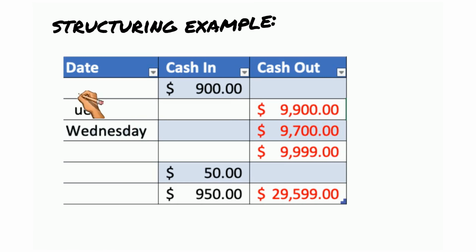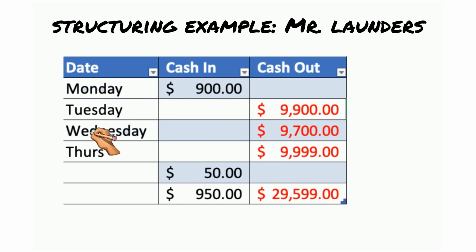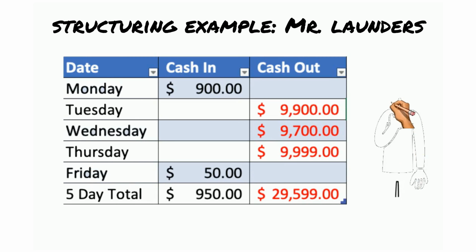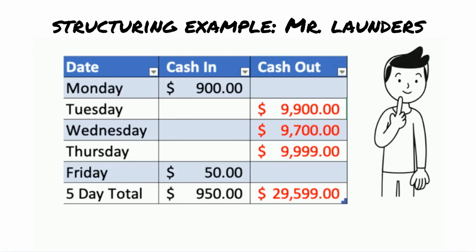Here we have a simplified view of Mr. Launder's cash-in and cash-out totals through a 5-day period. On Tuesday, Wednesday, and Thursday, Mr. Launders withdrew cash just below the CTR threshold. This can seem like structuring since the dates of withdrawal were one business day apart, each showing us that Mr. Launders may have been trying to avoid the CTR filing threshold.